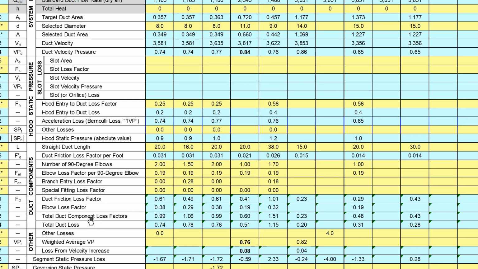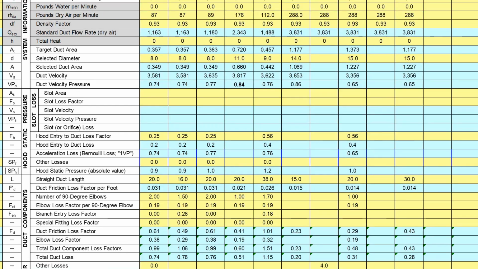So our duct component loss factors is our loss factor for our duct plus our loss factor for our two elbows. Those sum to 0.99. That times our duct velocity pressure of 0.74 gives us a duct loss of 0.74 inches of water gauge. And that combined with our hood loss of 0.9, again, there's some rounding in the calculations on this spreadsheet, gives us a segment static loss of minus 1.67 inches of water gauge.